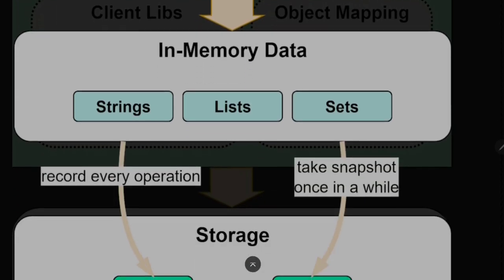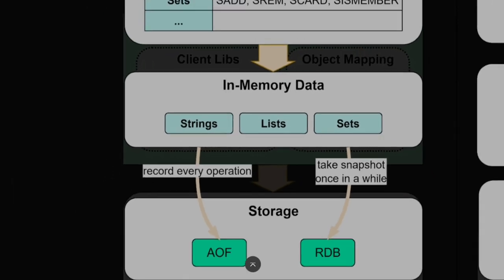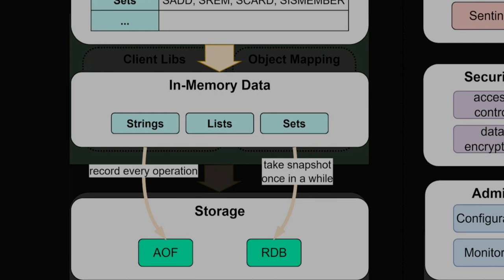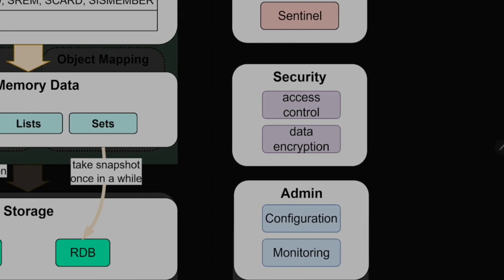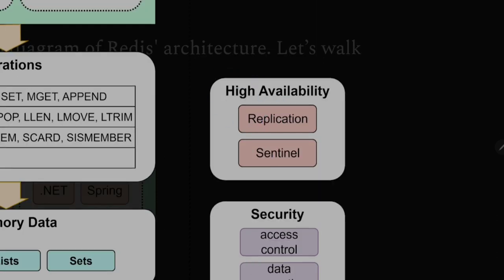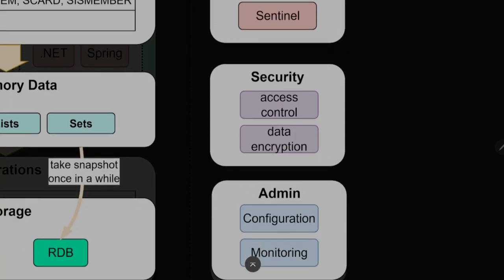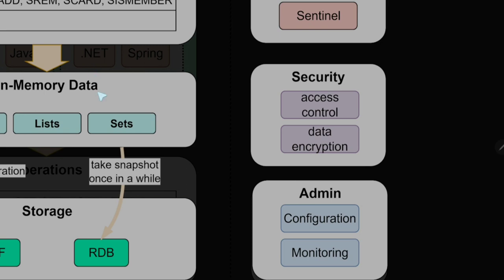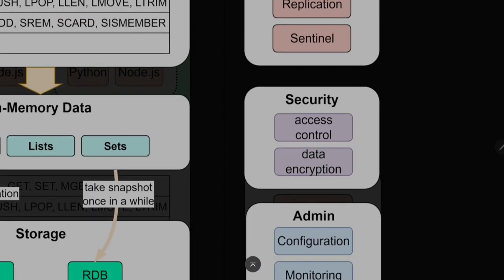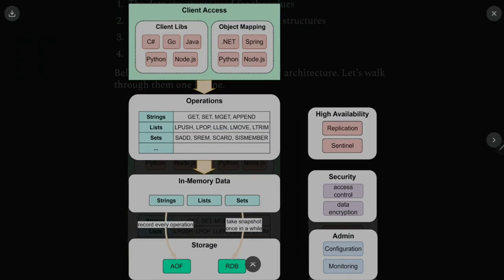Okay, and it has, as they said, the in-memory data structures. We see that it has the list, set. It has some storage, AOF, RDB, they will probably discuss it. And it has all the high availability, replication, security, access control, data encryption, admin, configuration, monitoring. So it's a heavy thing. It's not just store or get. It has all the security, all the replication, high availability, and administration. Right.